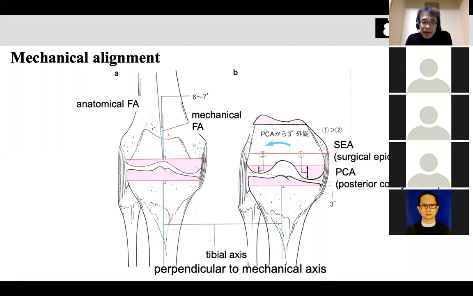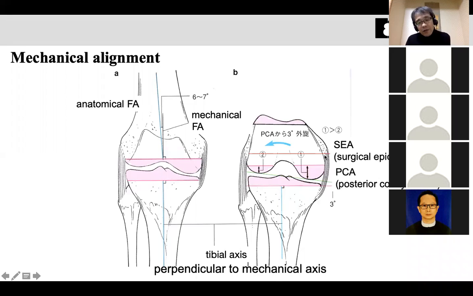So making the angle between the joint line that is similar to the PCA. So we just cut the bone, refer to the PCA and make the angle normally 3 degrees, sometimes 5 degrees. Because again, it is quite difficult to recognize what is the parallel axis of this one.